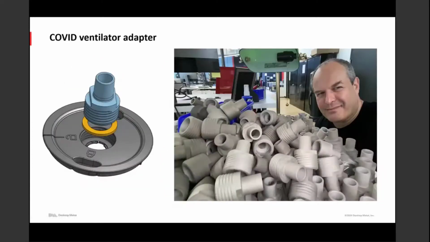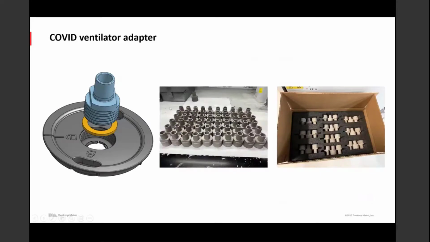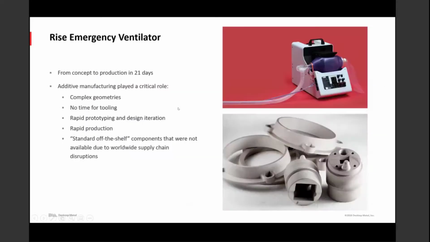So when COVID hit, there was a shortage of medical equipment. One of the things needed at Mass General Hospital was an adapter for ventilators. This part was custom designed and printed on the Shop System, so from the time you got the CAD model to the parts coming off the printer was a day, and then in another day they were sintered. This is a pretty amazing result: you went from no tooling to mass producing these parts and having them packed for the hospital. This is a great example.